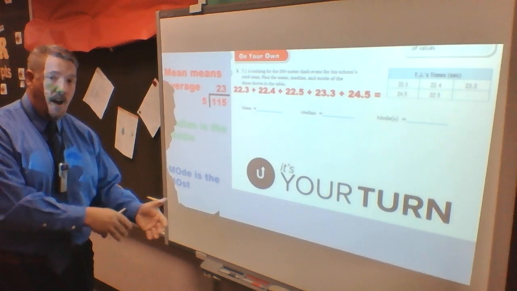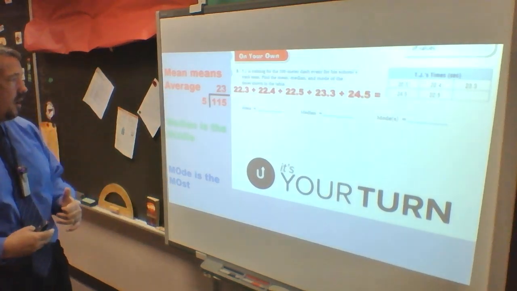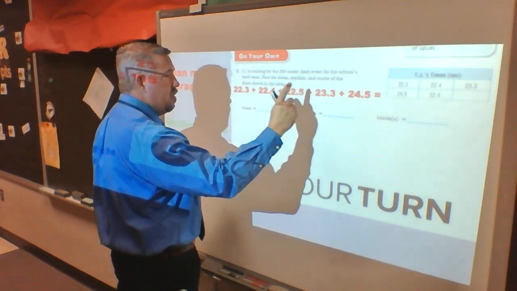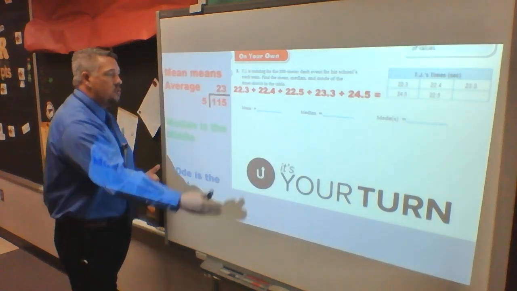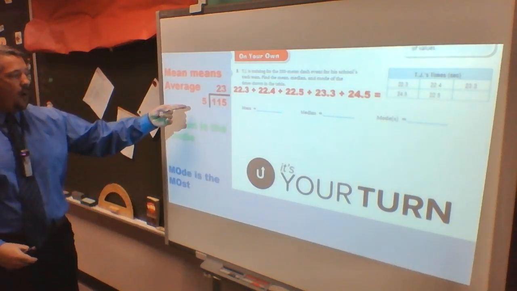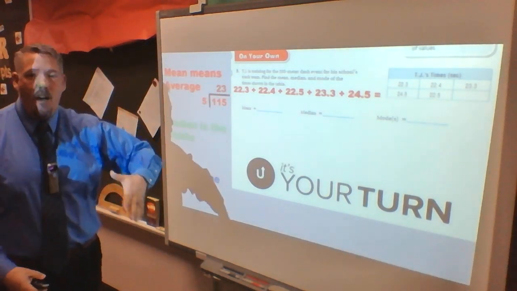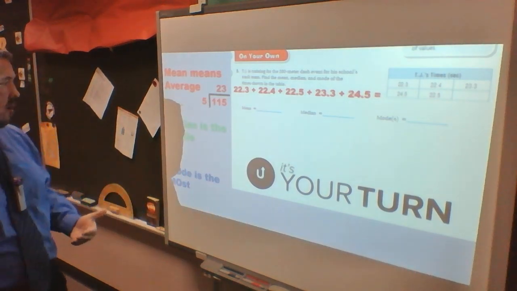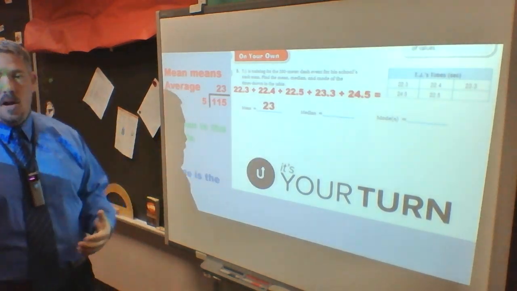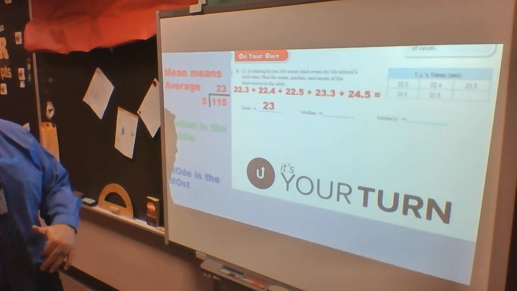So what was the average speed that he was able to run in? Well, there are 5 pieces of data in my chart. So I take my 115 and divide by 5, and that tells me his average speed running the 200-meter dash is 23 seconds.